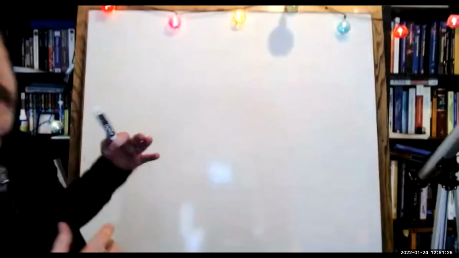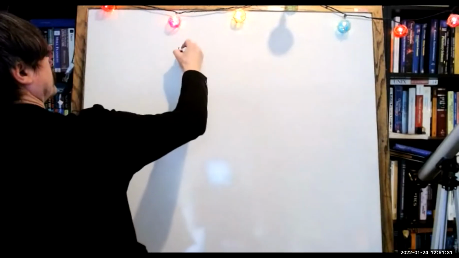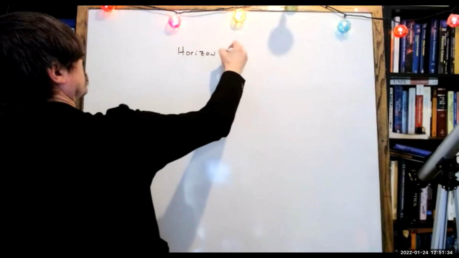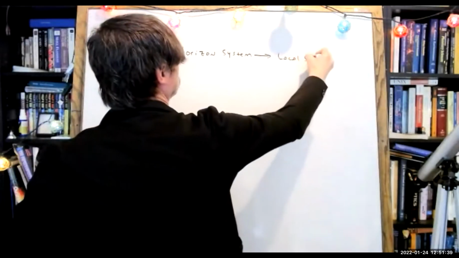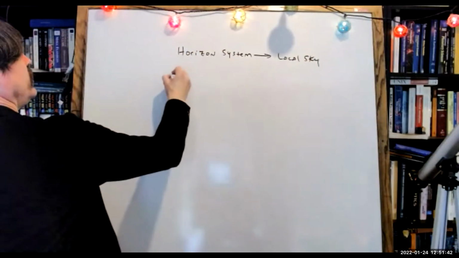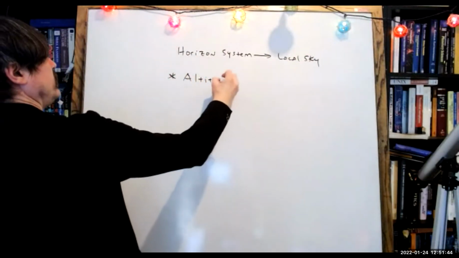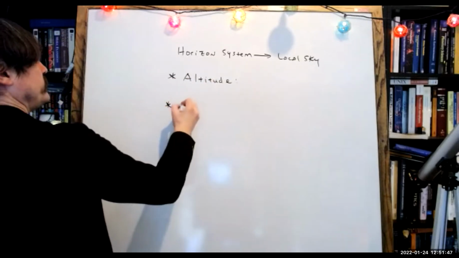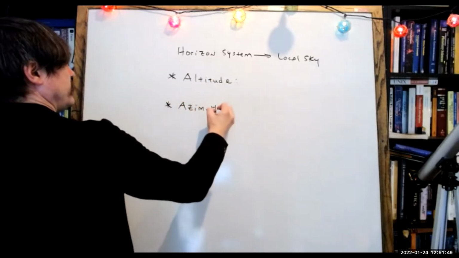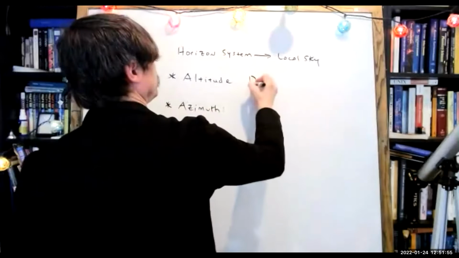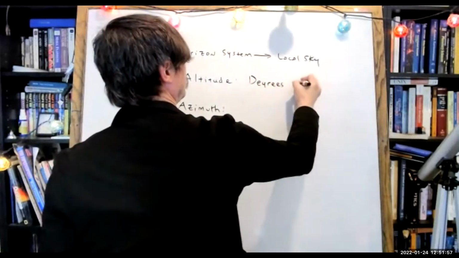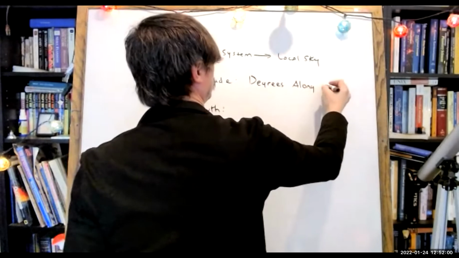Okay, next up, we're going to talk about the horizon system. It is a simple coordinate system used to find objects in your local sky. Good for local sky views. It uses altitude and it uses azimuth.